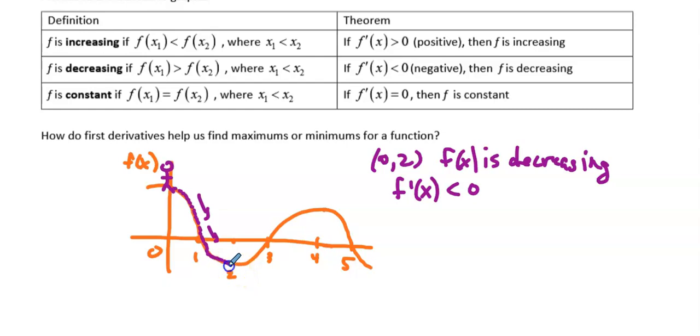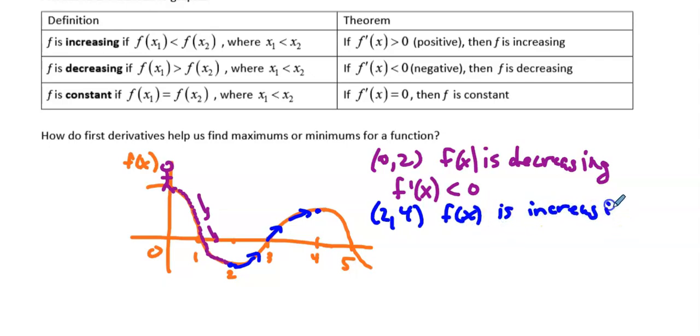And then from 2 to 4, now we're going to keep on walking on our little path, and from 2 to 4, we can now say that f of x is increasing. We're going up. We went from a valley, so it's increasing. So now that means that f prime of x is going to be greater than 0, or we can say that it's positive. Just like up here, we could say that this is negative.